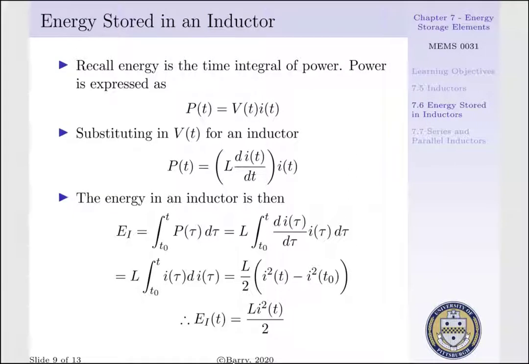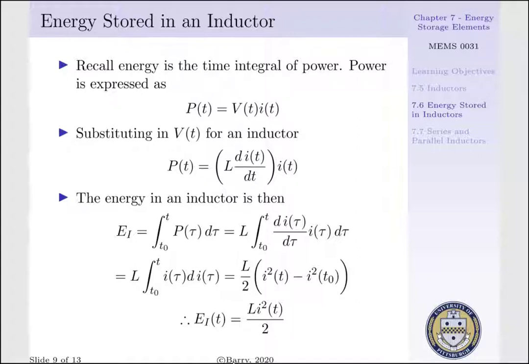Now, to determine the amount of energy stored within the magnetic field of an inductor, we have to recall our expression for power. Power is equal to our voltage times our current. Now, if we substitute in our expression for our voltage potential for an inductor, our power is equal to our inductance times the time rate of change of our current times our current.